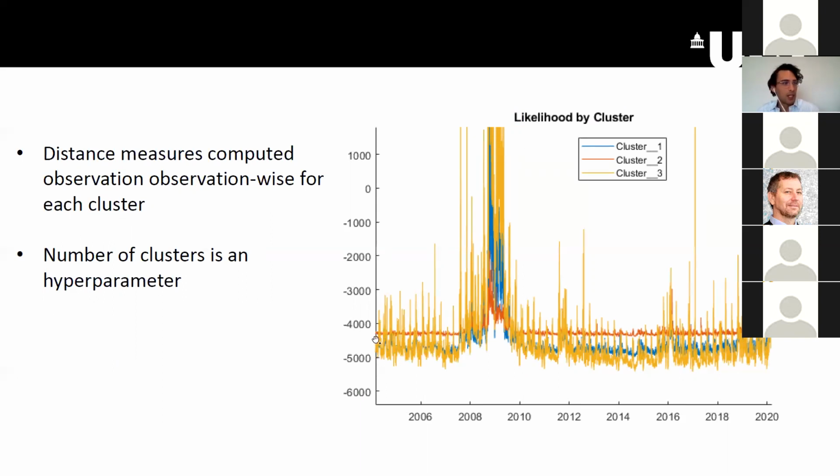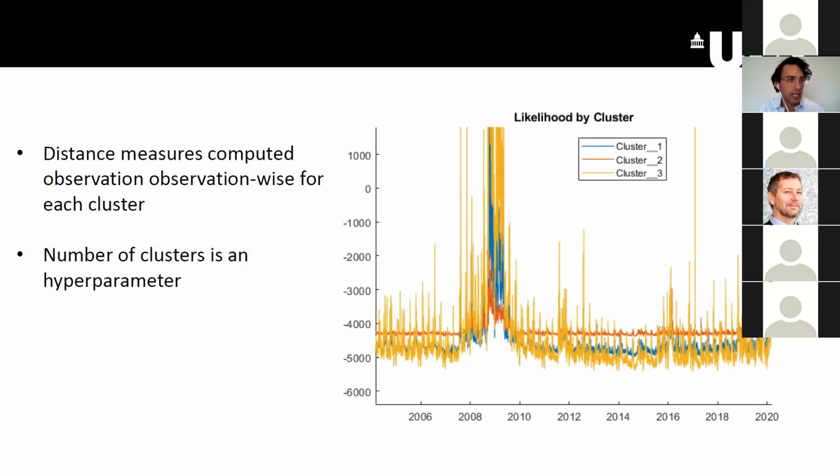Okay, so what we do is to compute the likelihood corresponding to each observation, assuming that they were part of a different cluster each time. Here, the number of clusters is a hyperparameter, so we fix it, and there are many ways in which we can fix it. Everything else is automated.